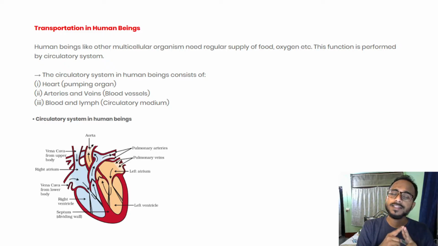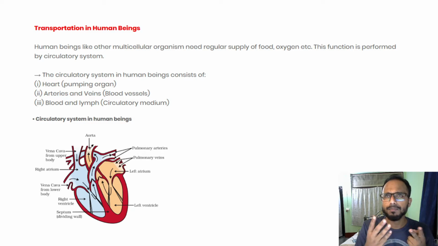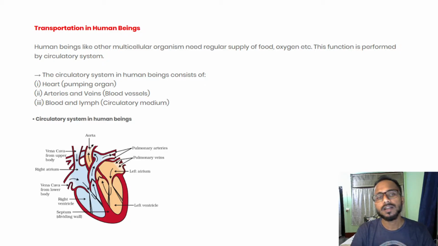Next are the arteries and veins, that is the pipeline system, you can say. Those are blood vessels through which all the blood is circulated in our body. And next are the blood and lymph. These are two things, these are the mediums, okay?